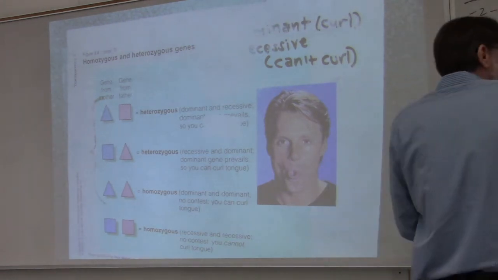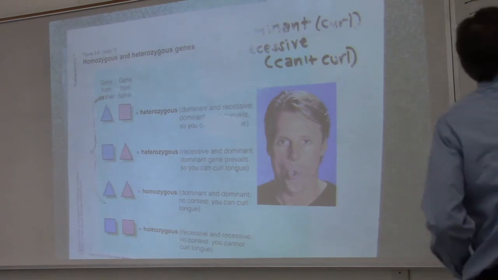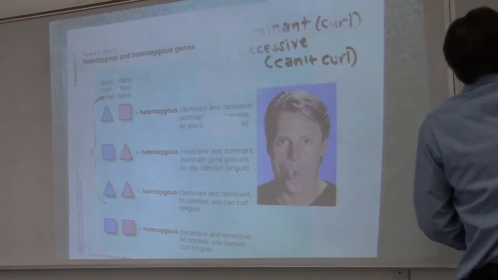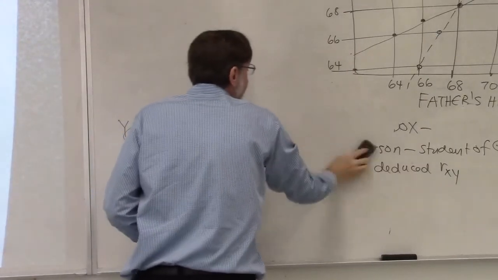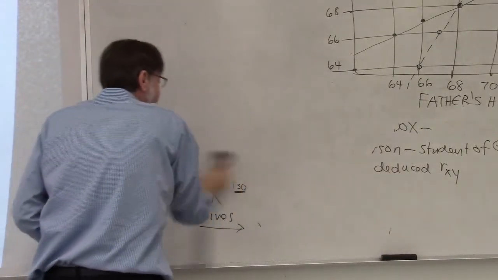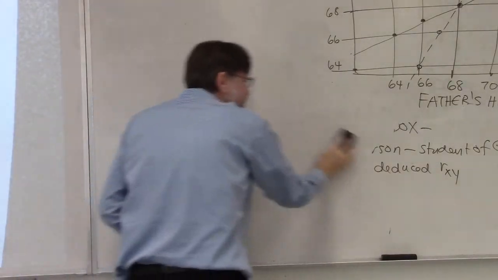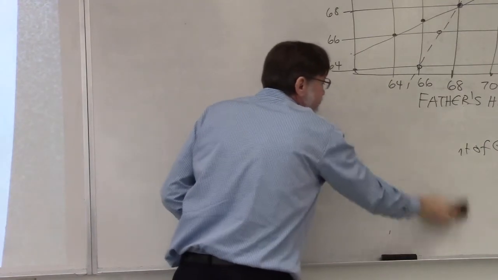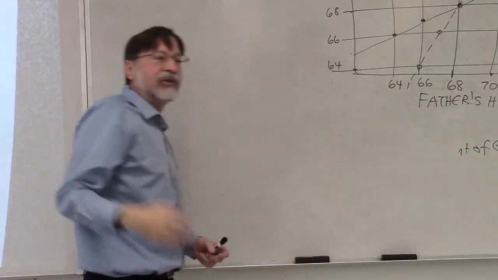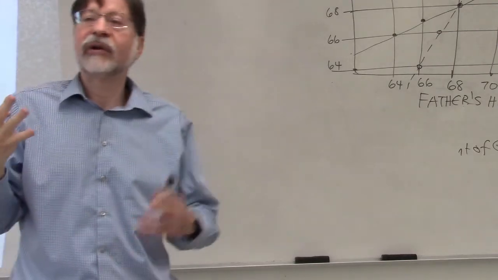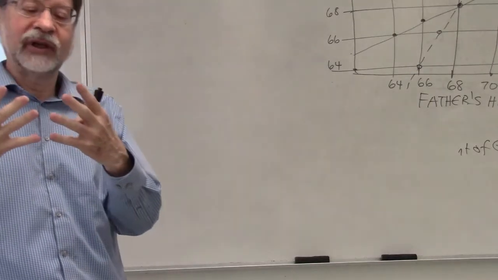So let's go over the basic ideas of Mendelian genetics here. You probably had this in some course someplace, but here's the idea. Humans have pairs of chromosomes. You get one set of chromosomes from your mother and one set of chromosomes from your father.